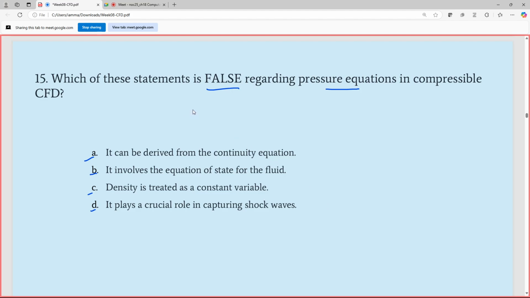The question is on which among the following is a false statement regarding the pressure equations in incompressible CFD. Options are, option A, it can be derived from the continuity equation. Option B, it involves the equation of state for the fluid. Option C, density is treated as a constant variable. Option D, it plays a crucial role in capturing shock waves. So which among the following is a false statement? Try to answer the question.